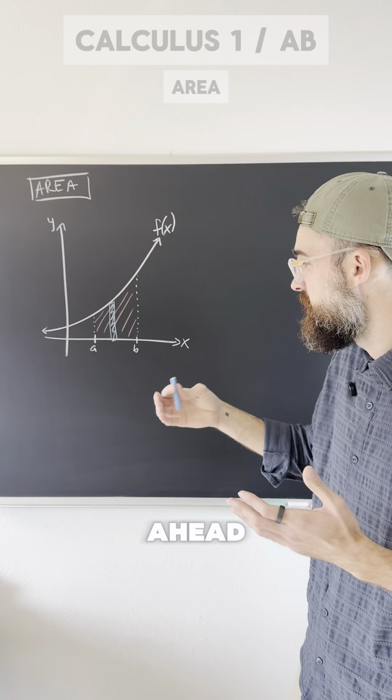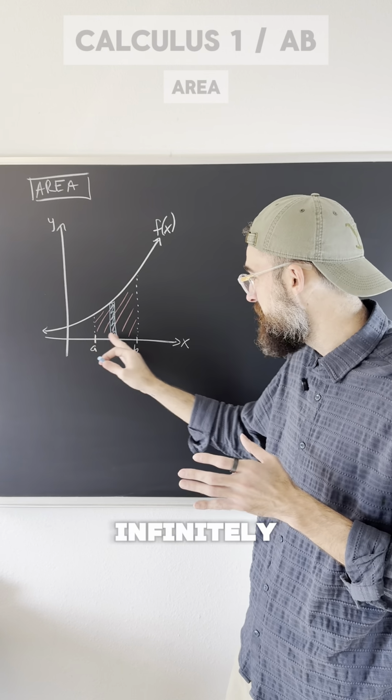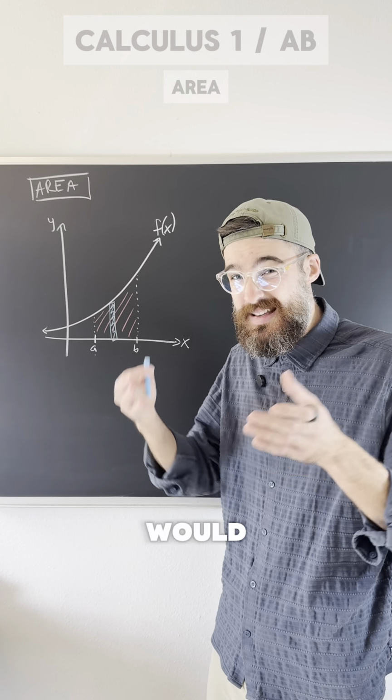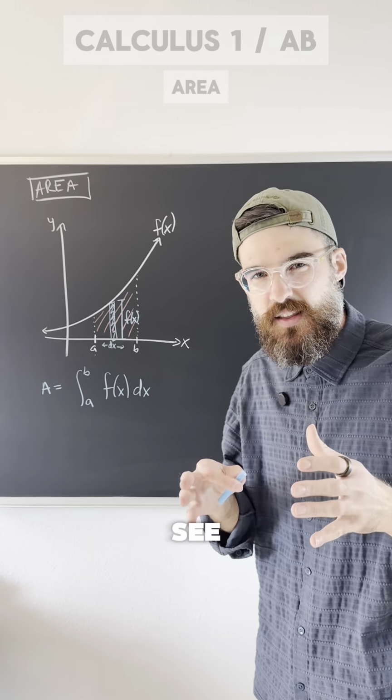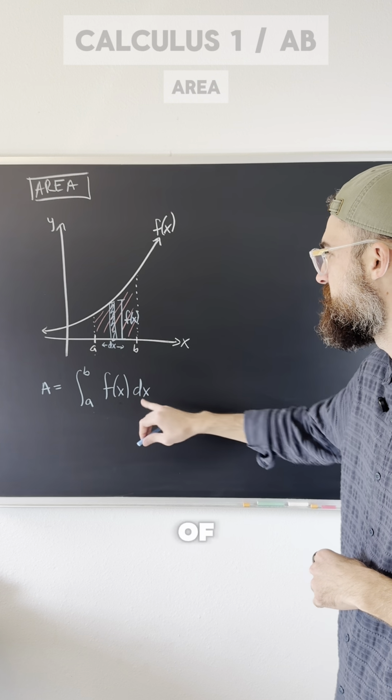So what I'm going to go ahead and do is use the integral to accumulate infinitely many rectangles from a to b, and all I need to figure out is what would be inside of the integral. What we see is that the area is going to be given by the integral from a to b of my function f of x dx.